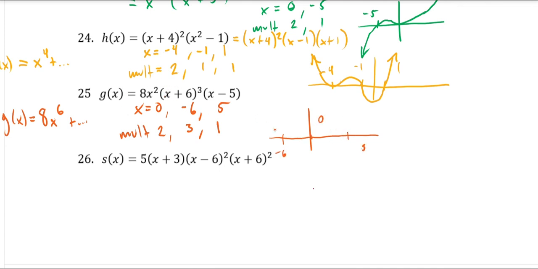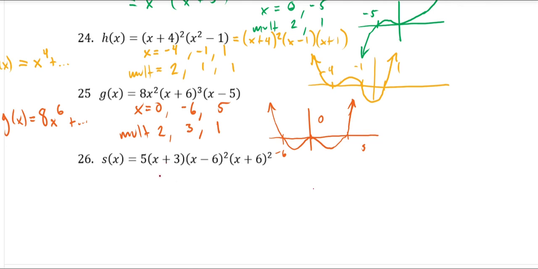And we know that this is going to rise on both sides, and we know that it is going to bounce off this 0 at 0, but cross at the other two. So we're going to wind up with something that looks like the following graph. Let's apply this thought process to the next one.